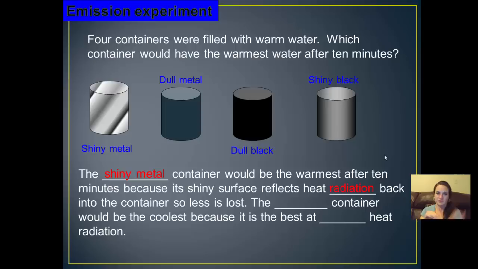back into your container. That means the dull black container would be the coolest because it is best at absorbing heat radiation. So it's going to kind of take it to itself. It's not going to give it back into the container. It just takes it out for itself.